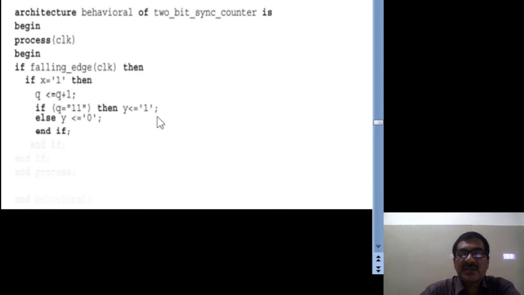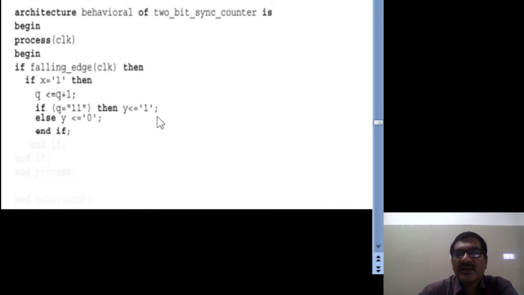If the state is 11, if the Q is 11, then Y is equal to 1, else Y equal to 0. Is it okay? From 11 when it goes to 00, then only Y becomes 1, otherwise it is 0. Okay, we will check it.